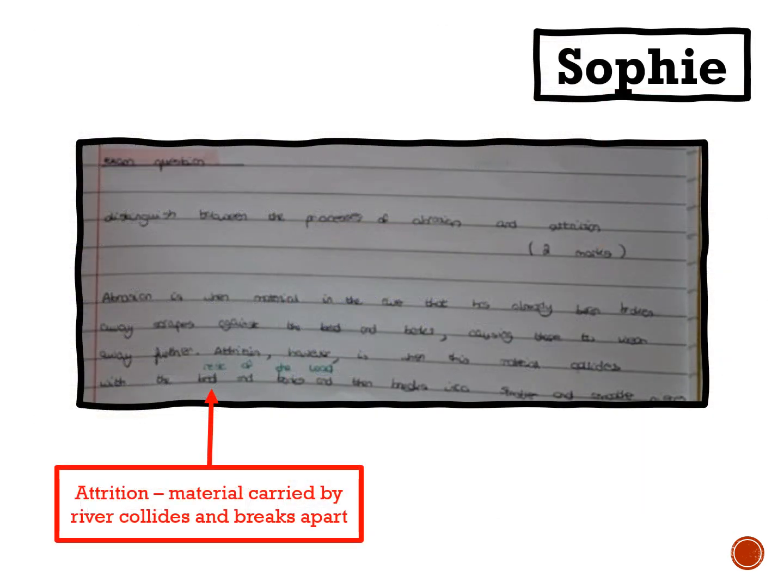And some more excellent work from Sophie, who's produced a fantastic page, but I just want to pick out this one section. She's spoken about attrition with material carried in the river breaking apart as it collides with the bed and the banks. It's actually better to say that during the process of attrition, material carried by the river collides and breaks apart itself.